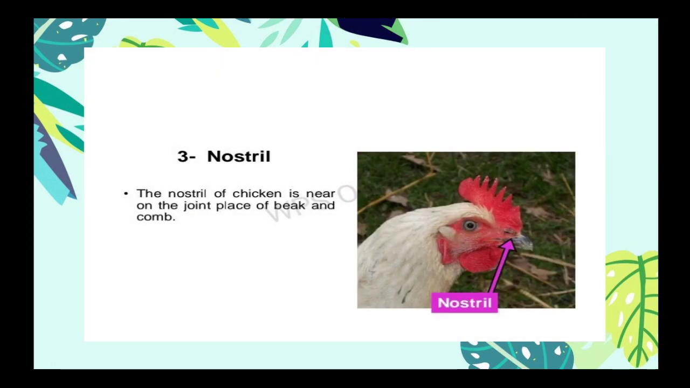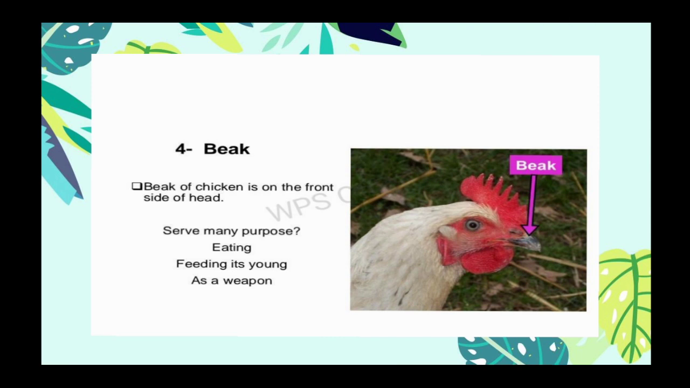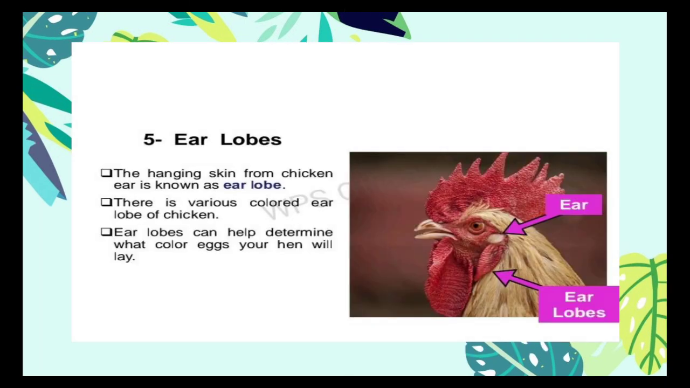Third is nostril. The nostril of chicken is near the joint place of beak and comb. Which is sa Tagalog, tinatawag itong butas ng ilong. The next part is beak. The beak of chicken is on the front side of the head. Ito ay tuka sa Tagalog. Ginagamit ito sa pangkain o sa pagpapakain ng mga kanilang sisiw. Ginagamit rin itong kanilang sandata.